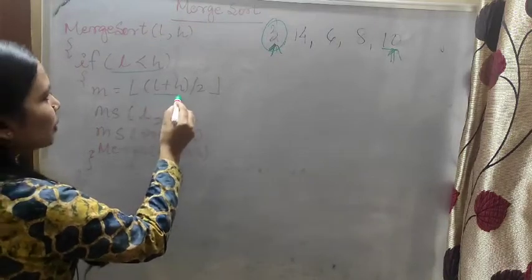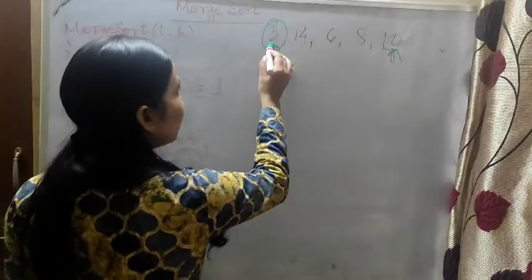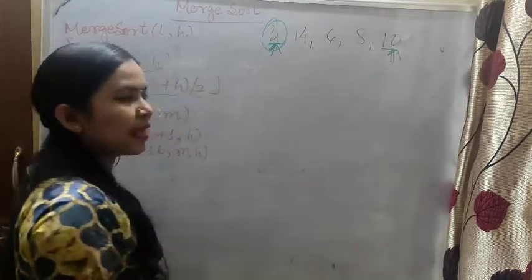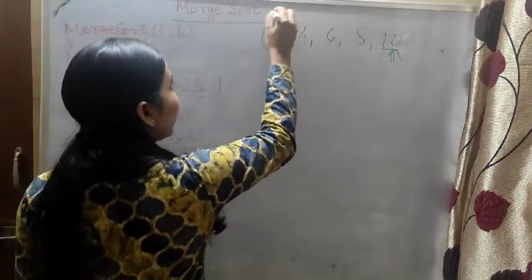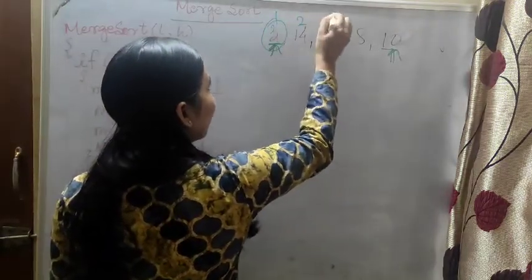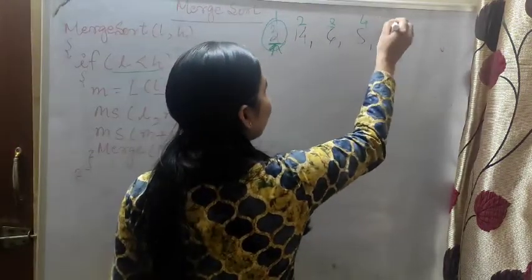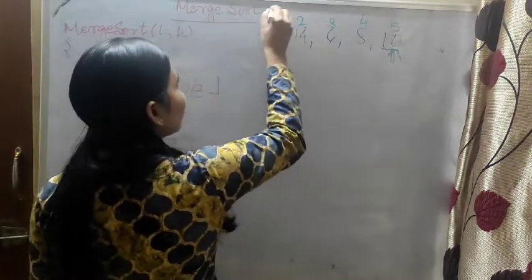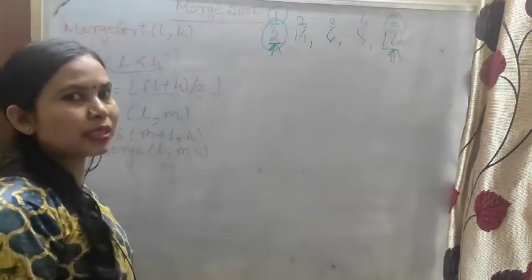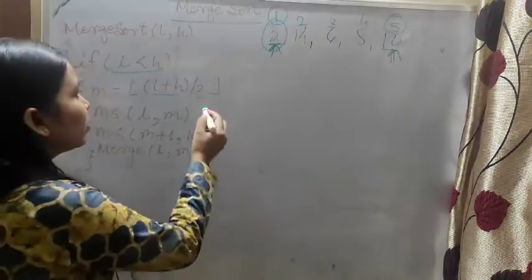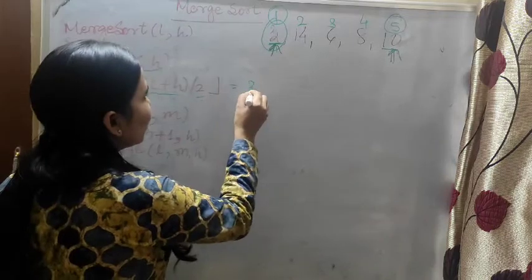L plus H, that means you should not add 3 plus 10, 13 divided by 2. Don't do it. We will use only the position number. Whatever the array's position is, that one we will divide. So here the first position is 1 and the last position is 5. So 1 plus 5 is 6. 6 divided by 2, then 3 will come. So M is for the mid value. The mid value will be 3.